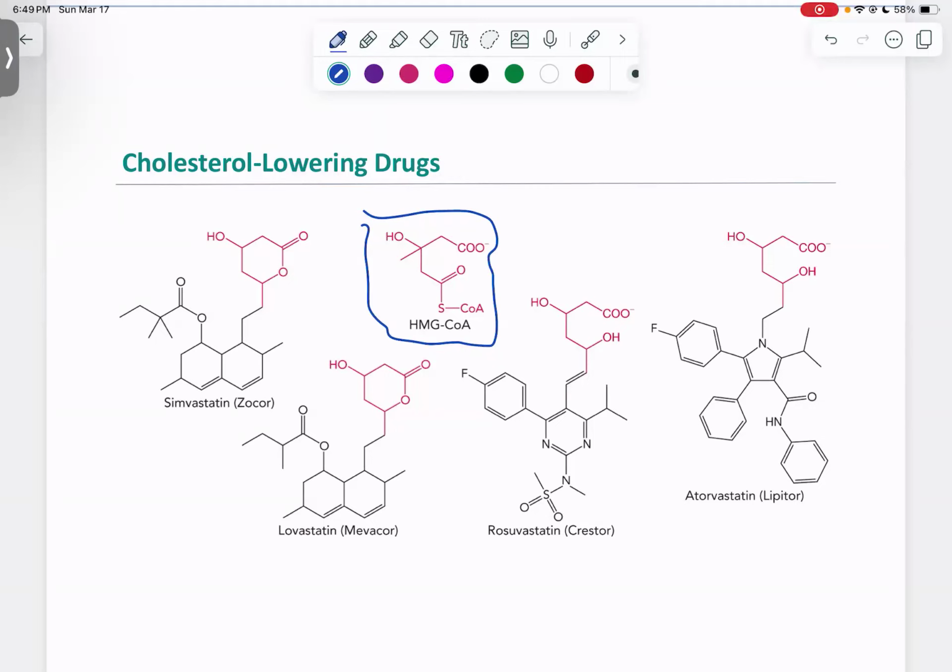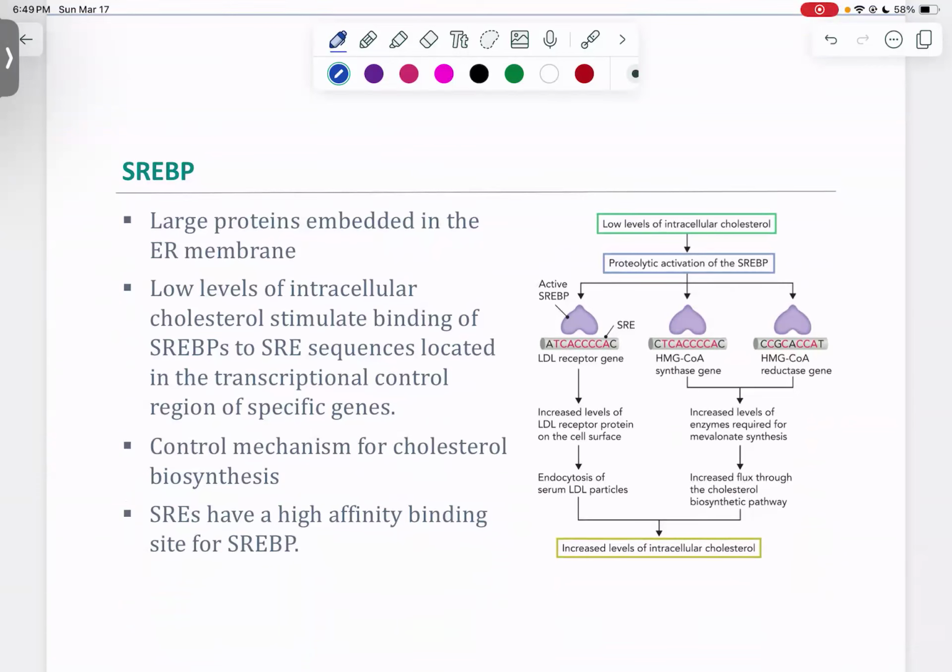So remember how we talked about there's a transcription factor that responds to the levels of cholesterol intracellularly. And so there's a set of enzymes that are required to regulate this cholesterol flux, right?